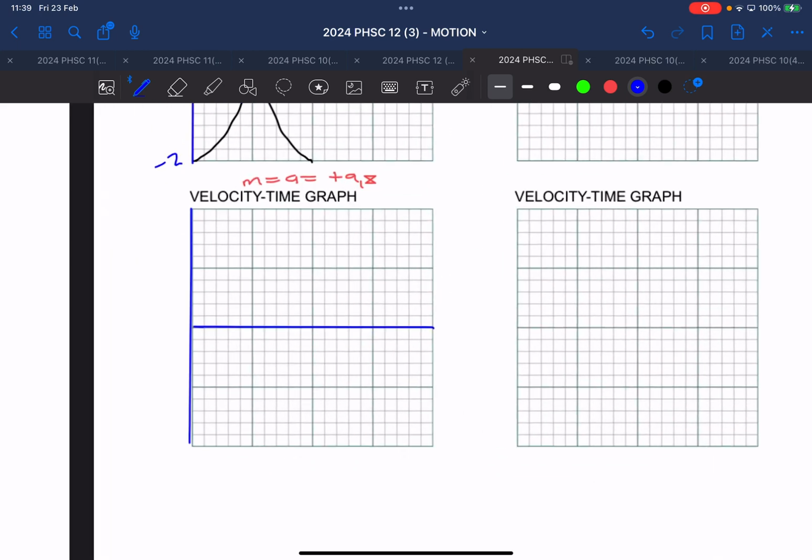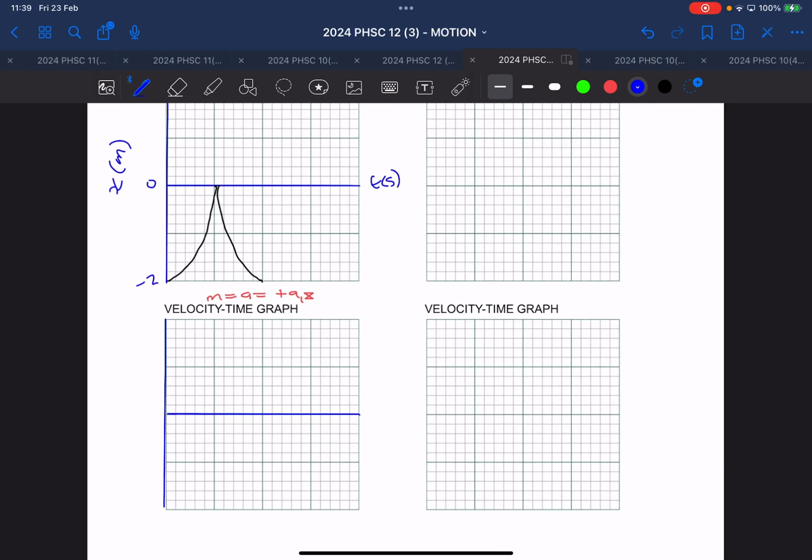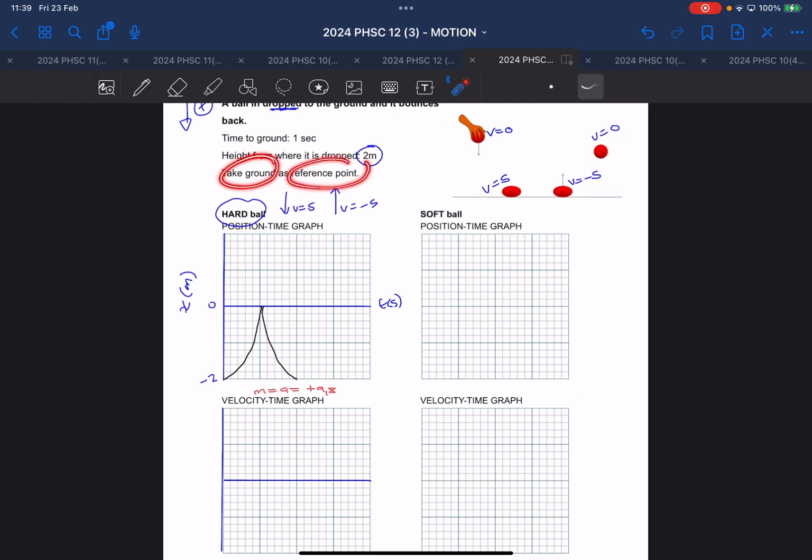Yes. Now the 0 is the ground. Take ground as reference point. So it goes to the ground and then it goes up to the hand. So if this is negative, because we said up is negative, then if it goes up to the hand, it goes to the negative.